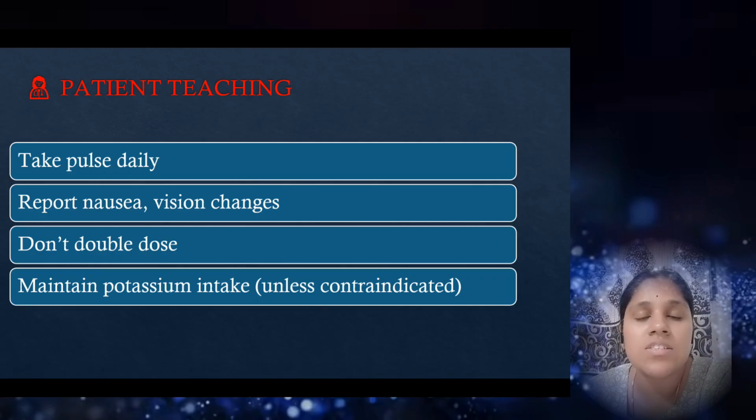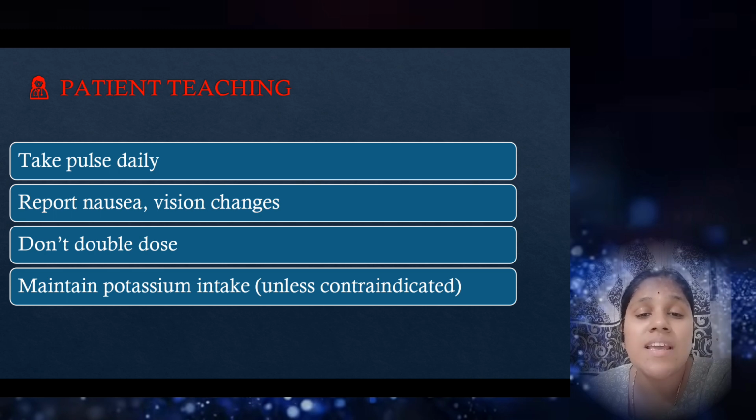So we have to be very cautious when consuming fiber. The important takeaway message is what we have to teach patients: tell them to take the pulse daily. If there are any abnormal signs like nausea or vision changes, like green or yellow halos, they have to be reported immediately. When you miss a dose, please don't double the dose. Always maintain the potassium intake appropriately unless it is contraindicated.